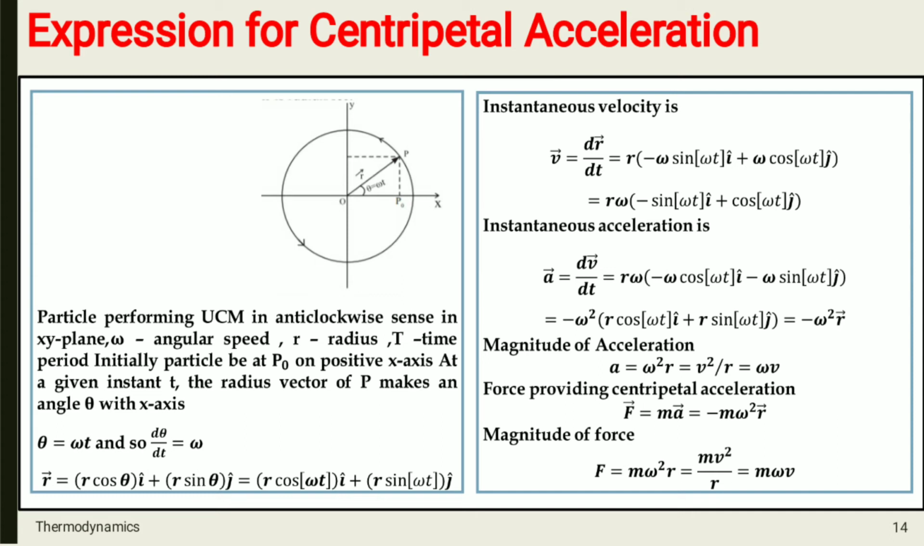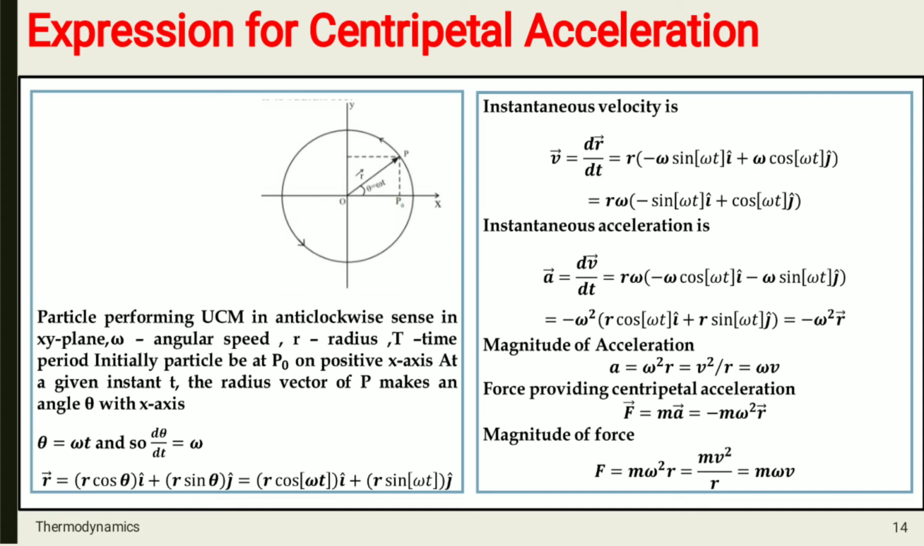So d theta by dt is equal to omega. Why did we take the derivative here? It is because this angle is changing with respect to time, and due to that omega is also defined, so with respect to angle, d theta by dt is equal to omega.